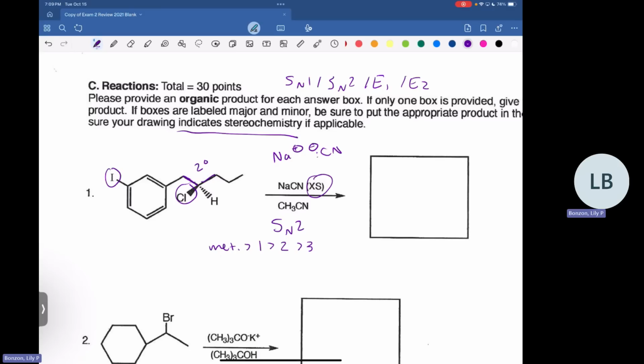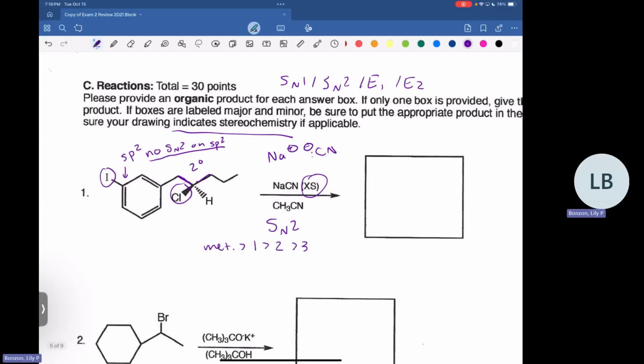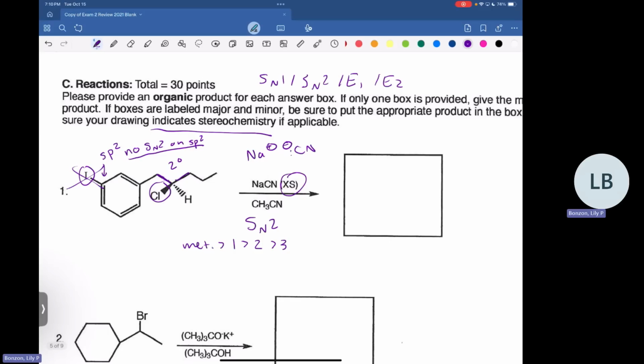Now this iodine, however, is attached to a carbon in a double bond. And so this is going to be an sp2 carbon. And the rule is that we do not do SN2 on sp2. That's like a little mnemonic that you can memorize. And for what it's worth, you wouldn't do any of the reactions on an sp2 carbon. So not SN1, SN2, E1, or E2. So since this iodine is on an sp2 carbon, it's not going to be reactive. So in our product, we're not going to do anything with it.